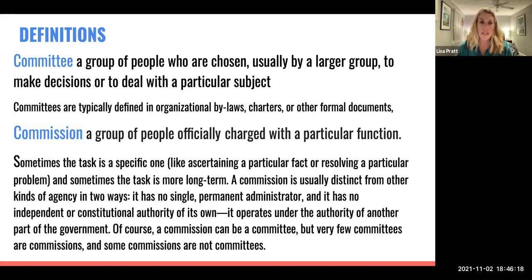I think the key about committees is that they're defined by bylaws, charters, or other formal documents. A commission is a group of people officially charged with a particular function. I think the key when we discuss commissions is that, and Blake can clarify for me, they work on their own. Even though they still follow bylaws and charters and have a task, they don't have to answer to anybody, essentially. Next slide, please.